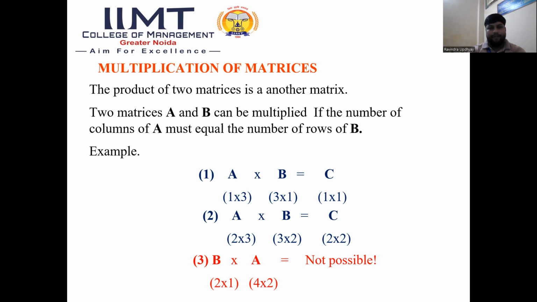In the second example, suppose the order of matrix A is 2 by 3 and the order of matrix B is 3 by 2. We are seeing that in the first matrix the columns are 3 and in the second matrix B the rows are 3. That means their multiplication is possible and the required product matrix is of order 2 by 2. In the third example, B is of order 2 by 1 and A is of order 4 by 2. In matrix B the number of columns is 1, and in matrix A the number of rows is 4. That means we cannot multiply, so it is not possible.